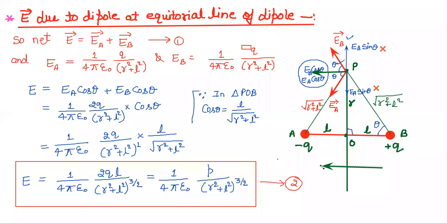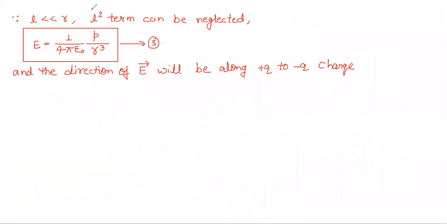And there's one more thing. What is the direction of the dipole moment? The dipole moment will be along minus Q to plus Q. This is the direction of the dipole moment. And you can see they are opposite to each other. So in the vector form we can write E vector is equal to 1 upon 4 pi epsilon naught into minus P vector. The minus sign shows that they have opposite directions.